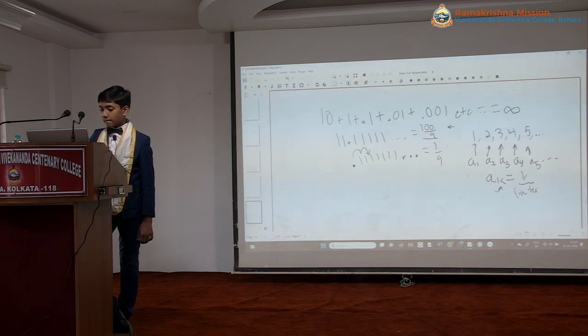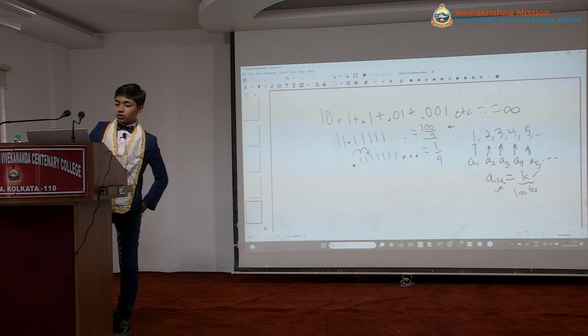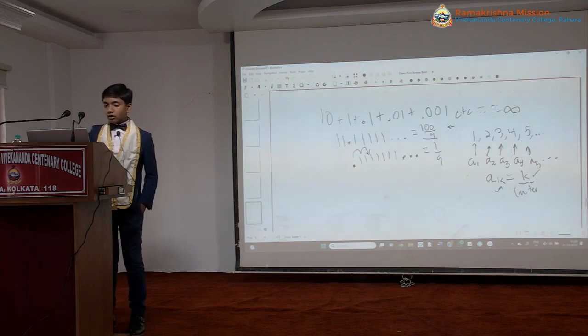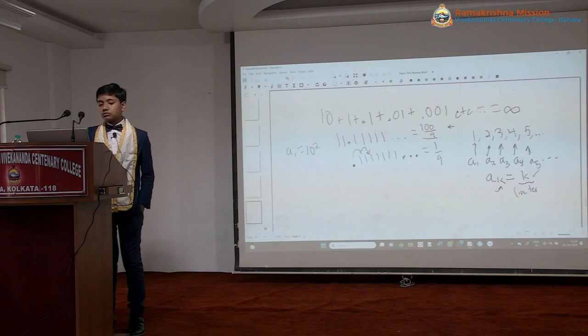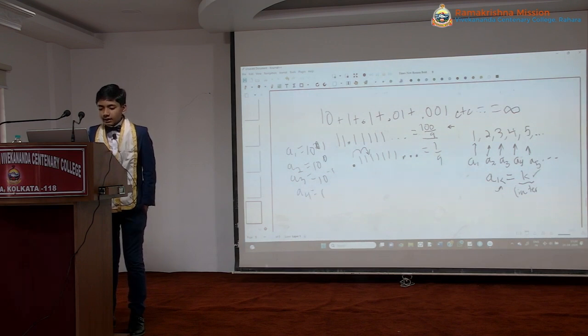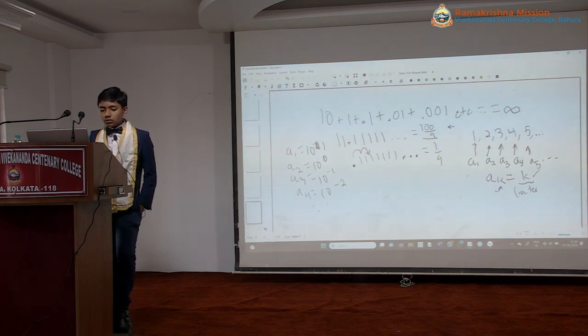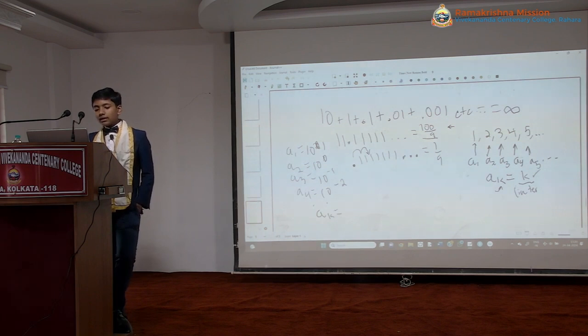Yes. Okay. So, now we're going to do a similar thing here by using exponents. You will notice that the first term, A1, is 10 to the power of 2. The second term is 10 to the power of 1. The third term, wait a second. Oh, whoops. This is 10 to the power of 1. This is 10 to the power of 0. This is 10 to the power of minus 1. This is 10 to the power of negative 2, so on and so forth. So, in terms of k, what is this sequence?